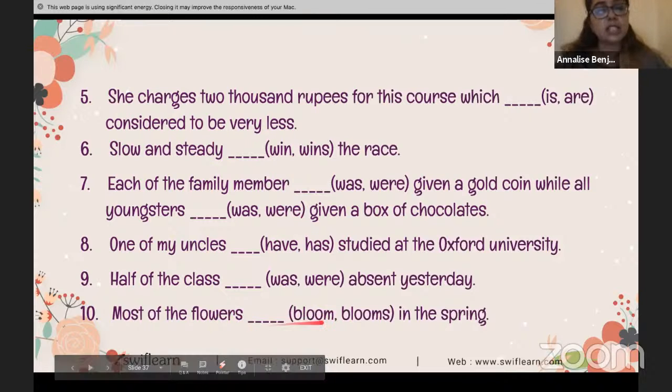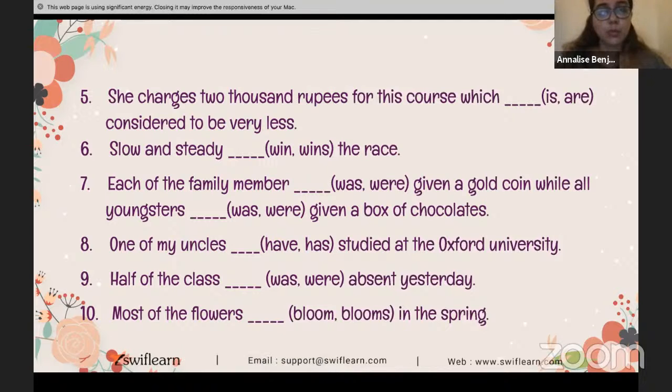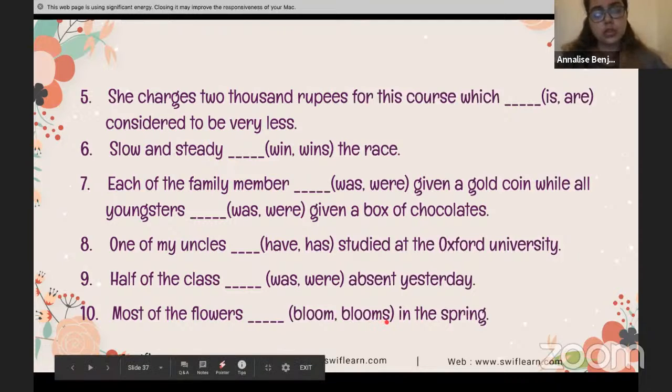Most of the flowers dash in the spring. Now we're talking about flowers. So what will the answer be? Come on, comment in the comment section. I will look at your answers. Most of the flowers dash in the spring. What will it be? Bloom or blooms?